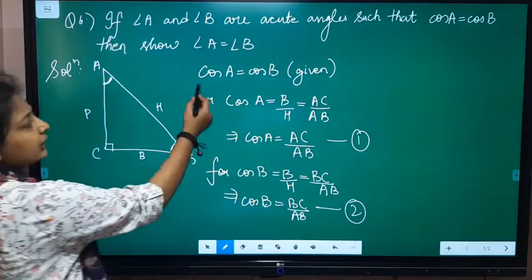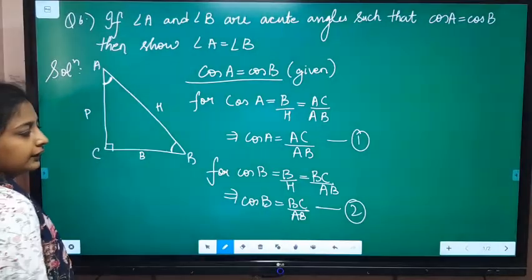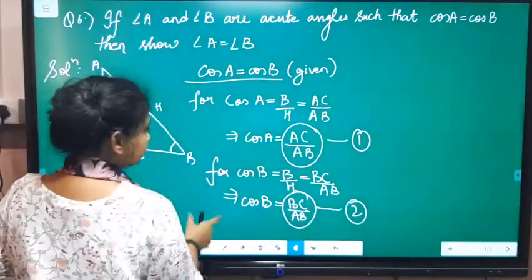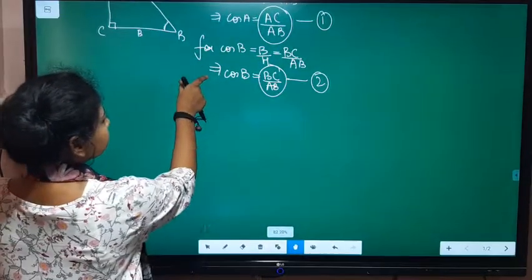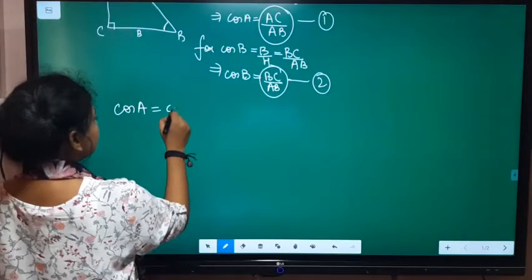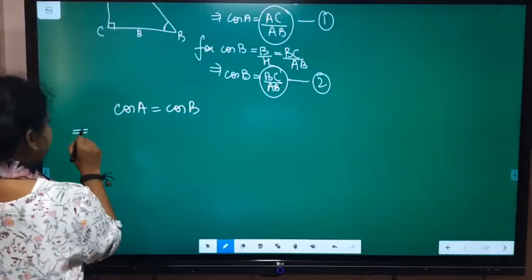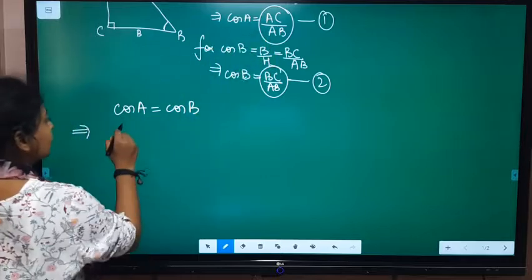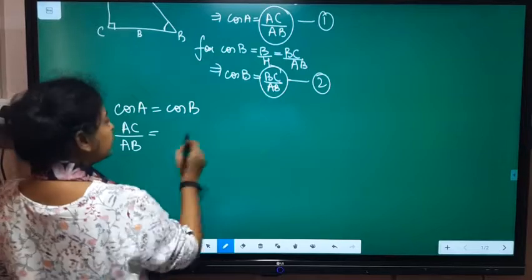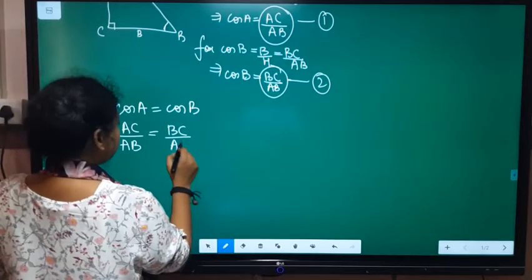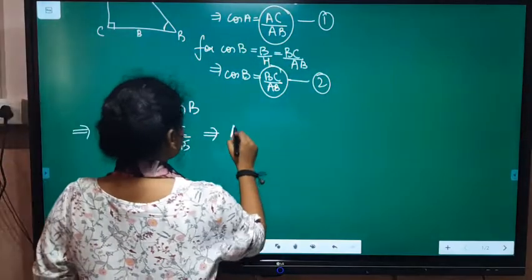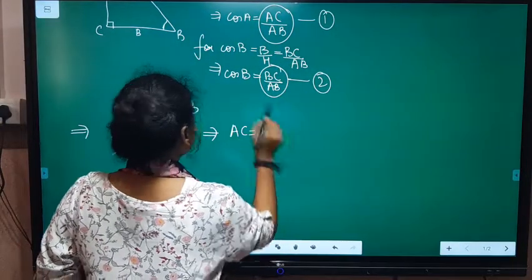Now it has been given in the question that cos A equals cos B. That means we have to compare these two values. This gives us cos A equals cos B, which implies that the value of cos A, AC upon AB, equals the value of cos B, BC upon AB. Here we can see, we can cancel AB with AB. This gives us AC equals BC.